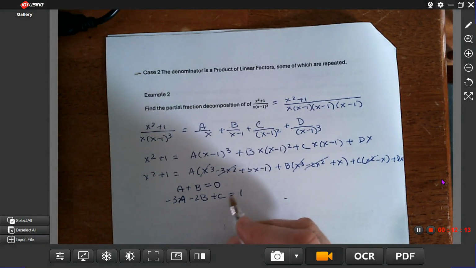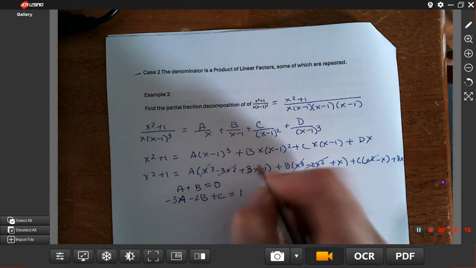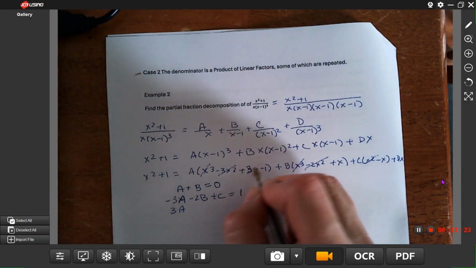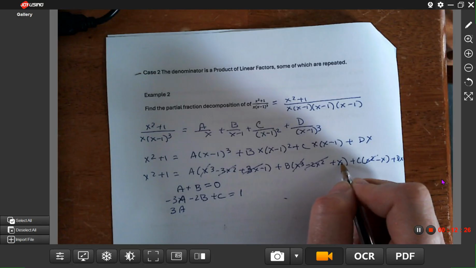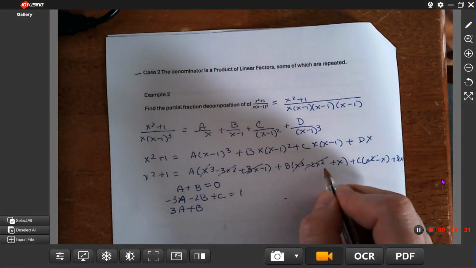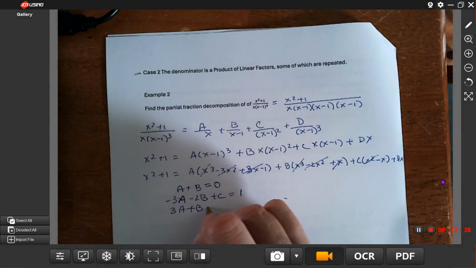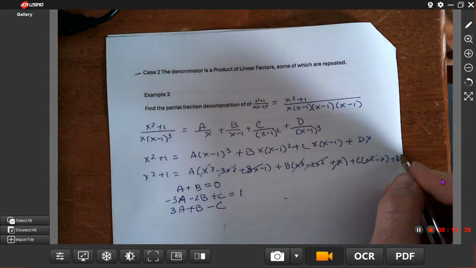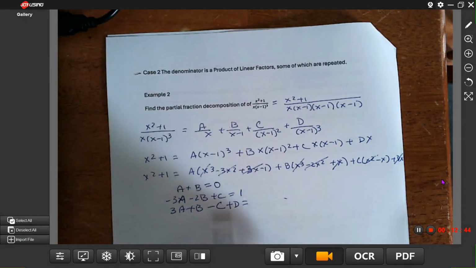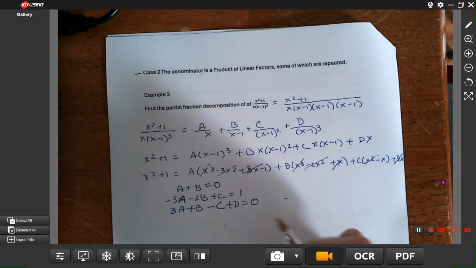All right, now I'm working on my x terms. So I have, a little sloppy, that's 3. So a times 3, so 3a. So I took care of that one. And then there's 1 here, so plus b, that's an x term. Here's an x term, so c times negative 1, so negative c. And then there's an x term here, so plus d. And that equals, there aren't any x terms here, so 0.